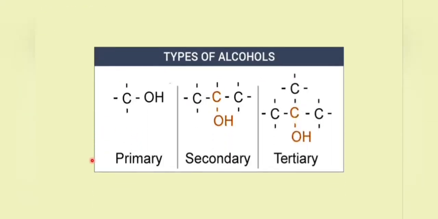These are the illustrations for the 3 classifications of alcohols: primary, secondary, tertiary. For the primary, the carbon atom attached to the hydroxyl group is attached to 1 other carbon. For the secondary, the carbon atom attached to the OH group is connected to 2 other carbon atoms. While for the tertiary, the carbon atom attached to the hydroxyl group is connected to 3 other carbon atoms. So primary, secondary, and tertiary.